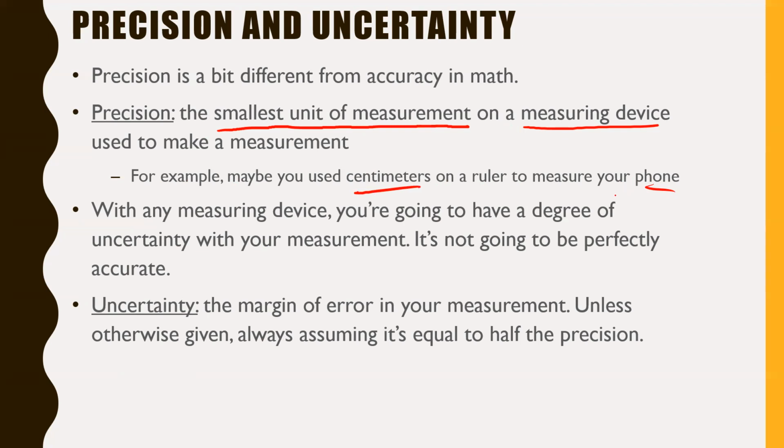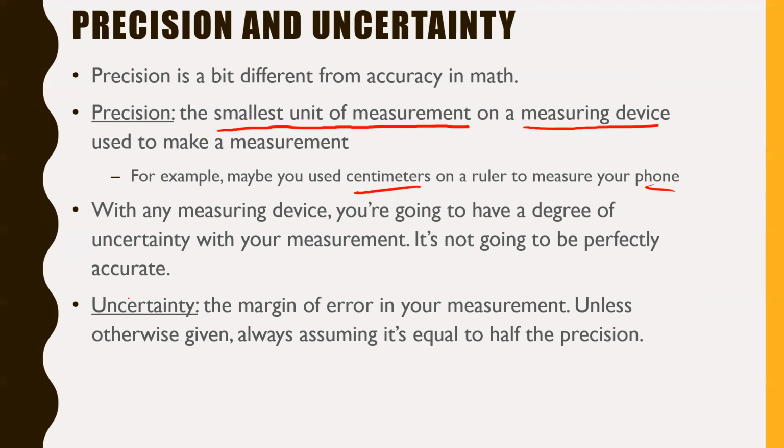Or here's another example: maybe you used centimeters on a ruler to measure your phone. If there weren't millimeters on your ruler and you were measuring to centimeters, then your precision is to the nearest centimeter. Now here's where that comes into play. Notice how I said to the nearest centimeter? Well, with any measuring device, you're going to have a degree of uncertainty with your measurement. It's not going to be perfectly accurate. You're going to be rounding to whatever it's closest to. You're going to look at it and say, oh, it's almost 12 centimeters or something like that. You're rounding to the nearest amount, right?